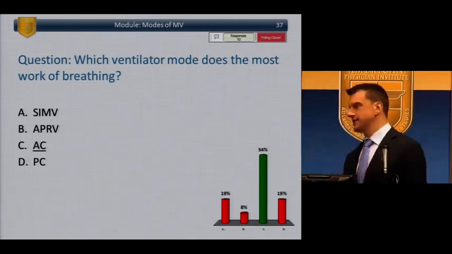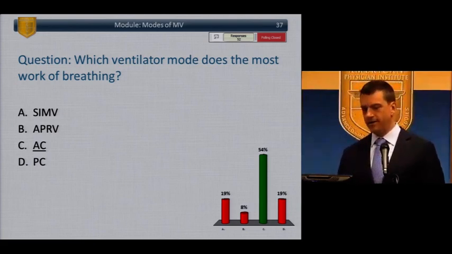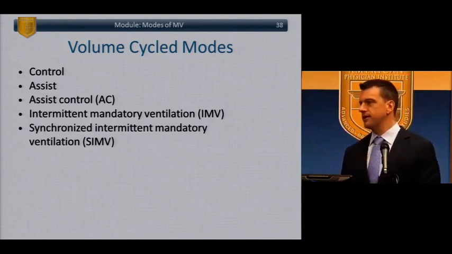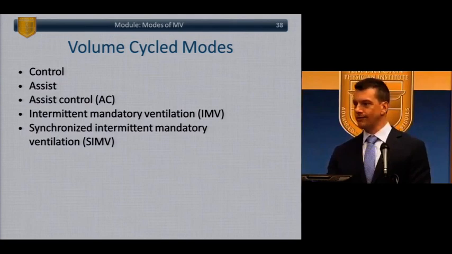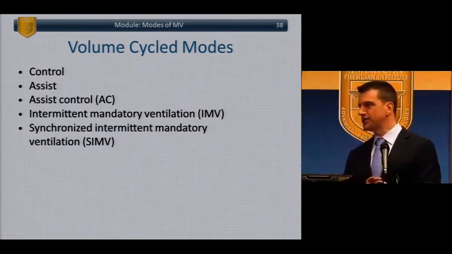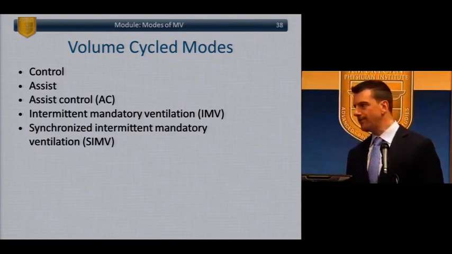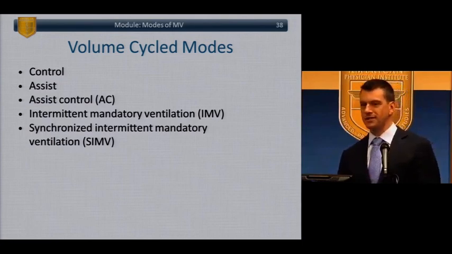The answer here is assist control, and as we talk about that, I'll explain why it does all the work of breathing for the patient. So these are volume cycle modes. Again, we just talked about the pressure cycled modes where you set a pressure and the volume is whatever it is. In these, you set the volume that you want delivered, and then the pressure is going to be the dependent variable. These include a control mode, in which you just deliver the breaths. An assist mode in which the patient triggers the breaths and all you do is assist the breaths that the patient initiates.